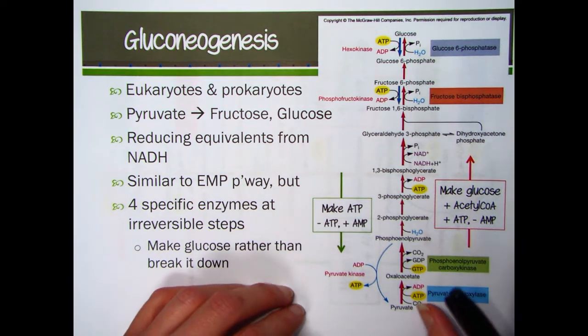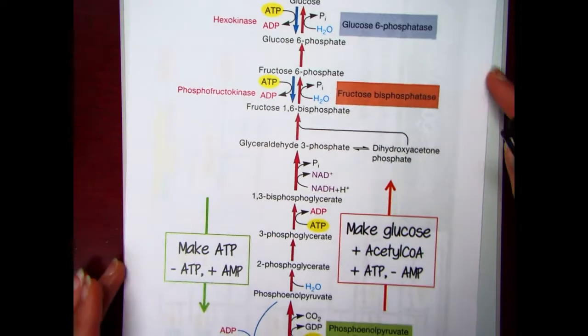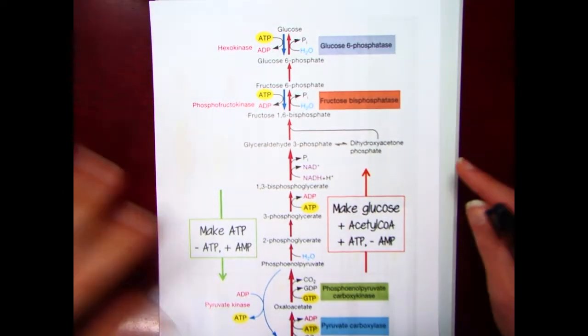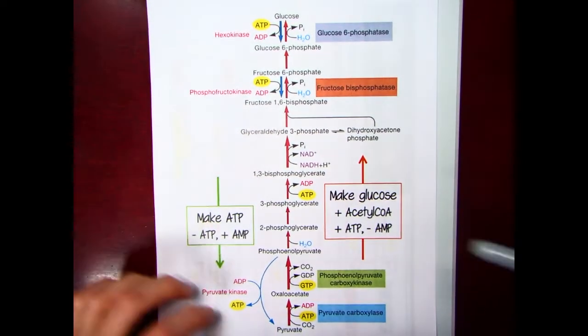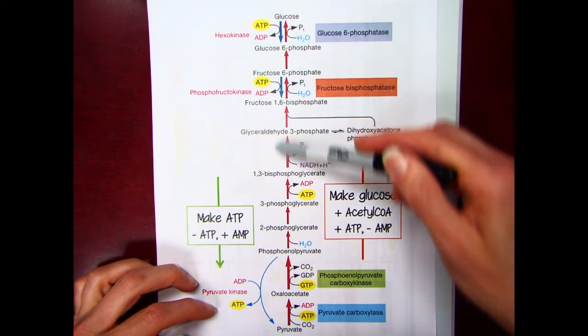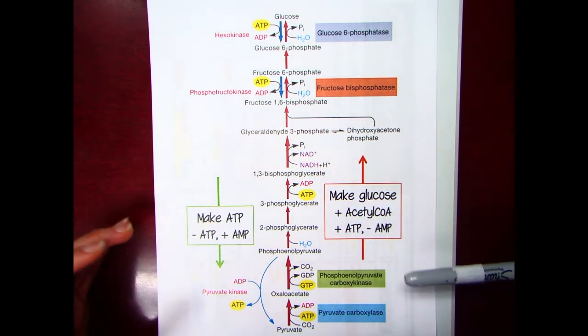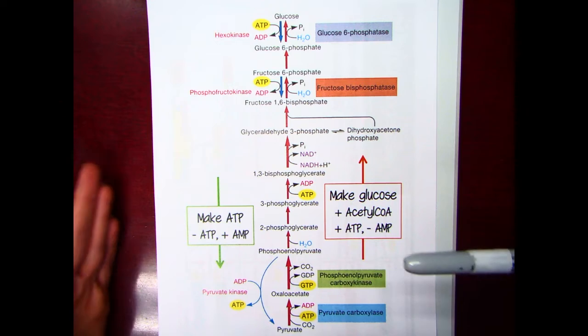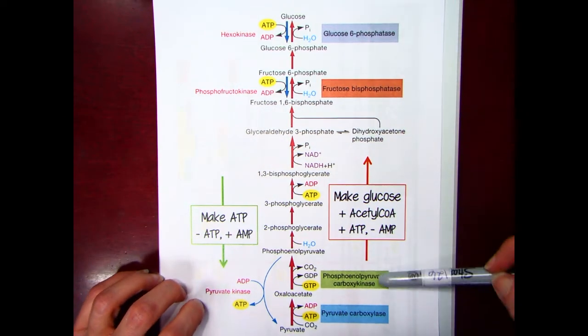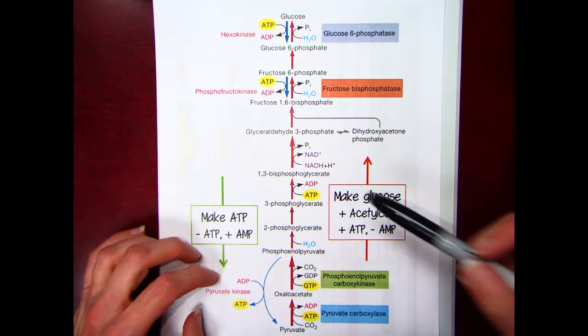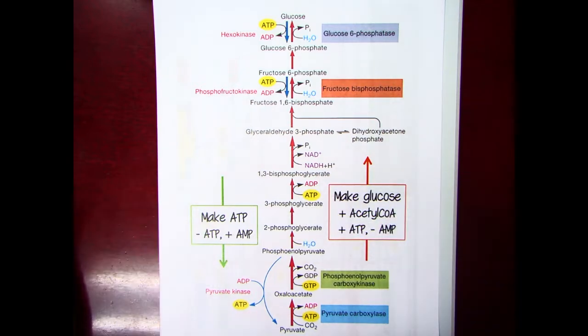In fact, let me see if I can zoom out a little bit more than that. Okay, so this way is glycolysis. This way is gluconeogenesis. Of each of these steps, there are 4 that are irreversible steps, okay? So the irreversible steps are the steps that will be either used for glycolysis or used for gluconeogenesis. The other steps are reversible steps, and they can be used for either process.